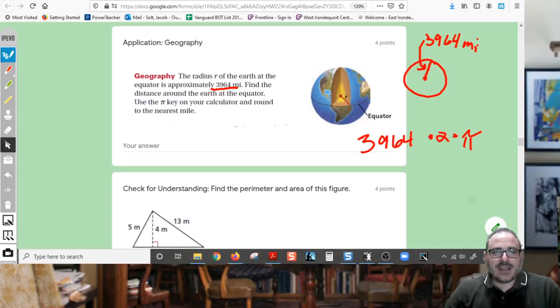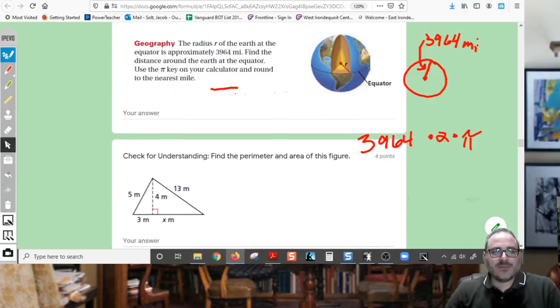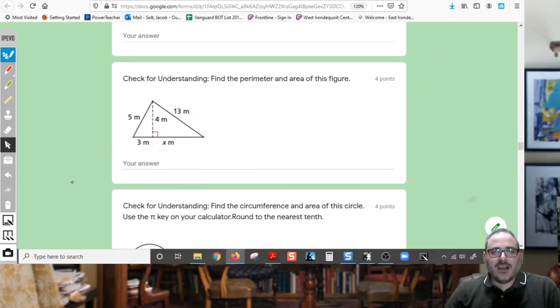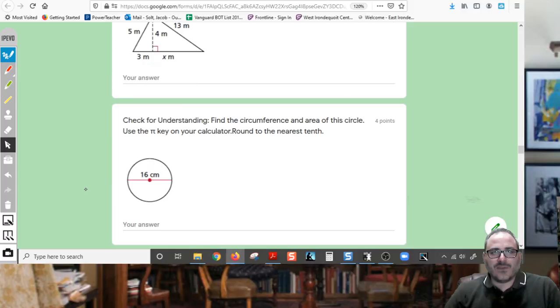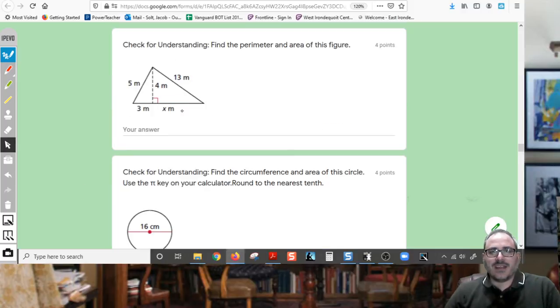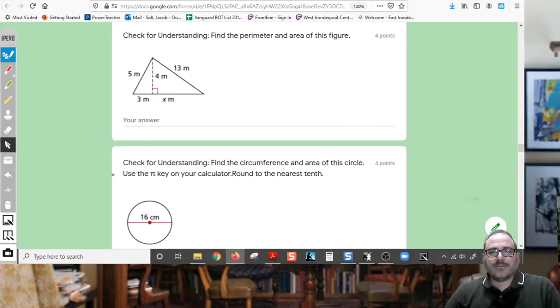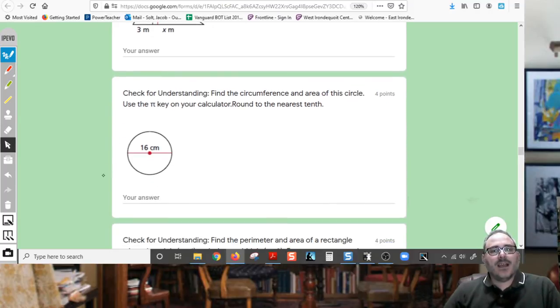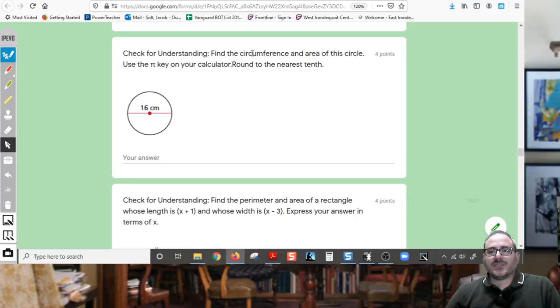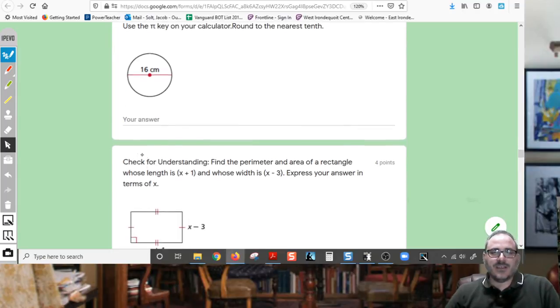We are now at our check for understanding. I'm not going to help you with these at all. These are the real test to see if you've got it. I want you to find the perimeter and area of this triangle right here. Ooh, did I give you a repeat? Maybe that was a freebie. I want you to find the circumference and area of this circle here.